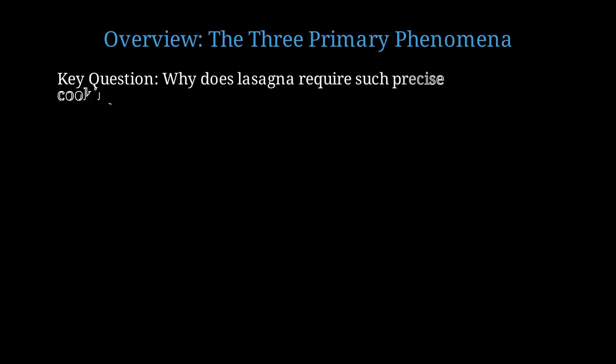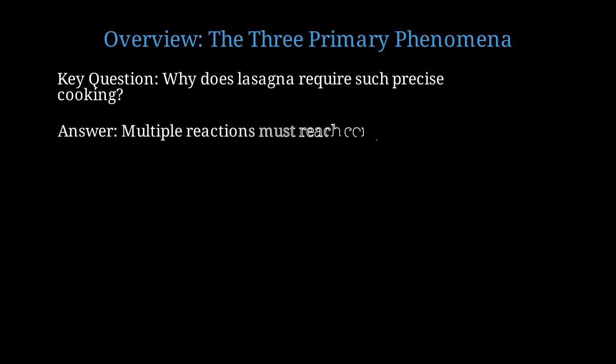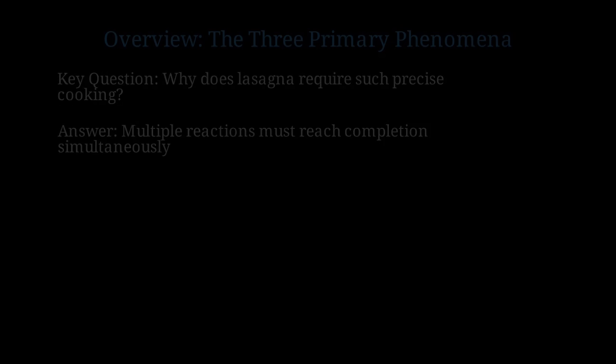Let me pose our first scientific question. Why does lasagna require such precise temperature control and cooking time? The answer lies in the simultaneous optimization of multiple rate-dependent chemical and physical processes. The answer is that we must achieve complete starch gelatinization, adequate protein denaturation, sufficient moisture redistribution, and optimal Maillard reaction products, all within a narrow temperature and time window.